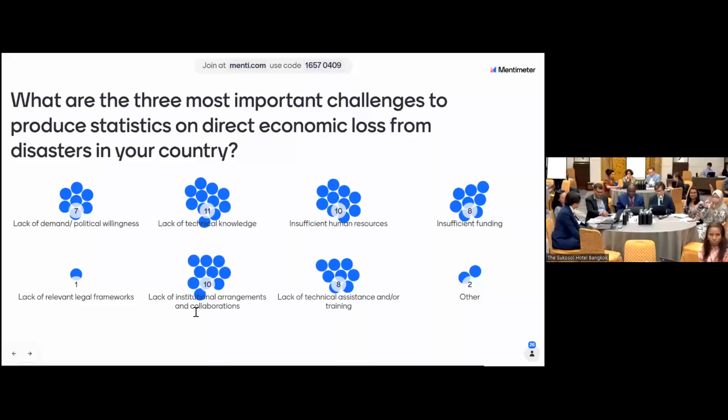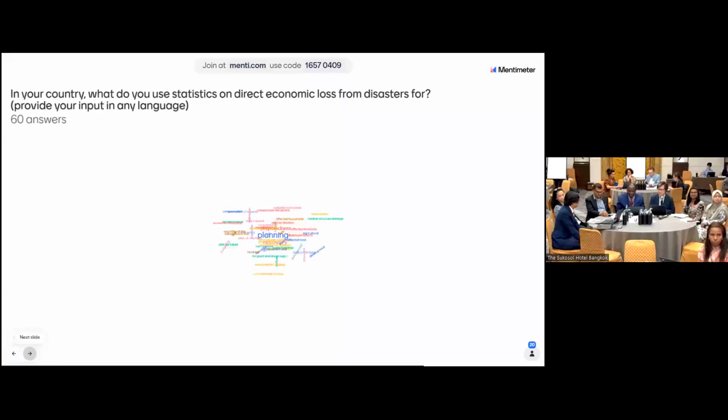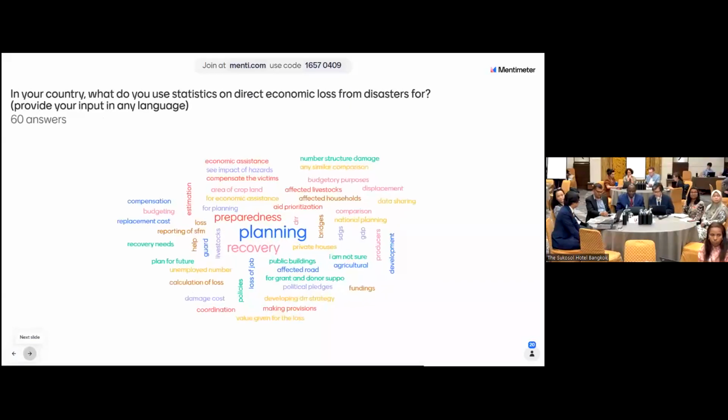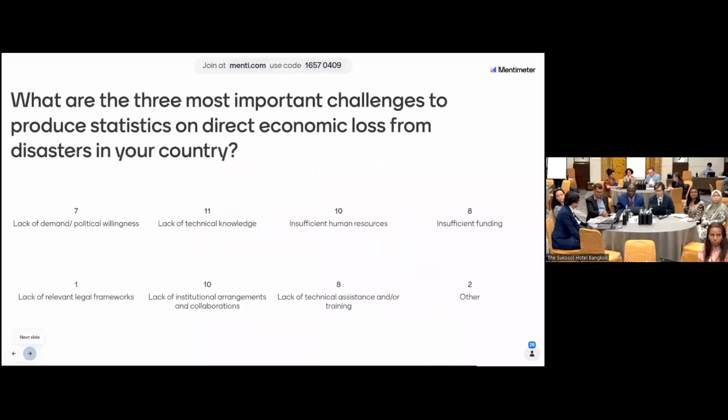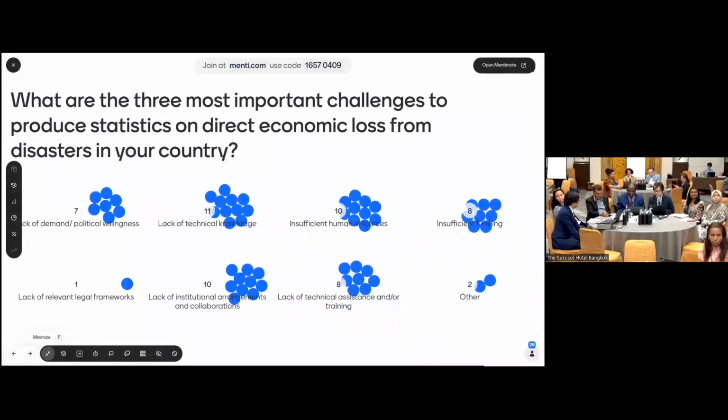Sorry, the previous question was in terms of how you use economic loss information, and the answer is very clear: for planning purposes. We have to keep this in mind, that data users are waiting for this data for planning purposes. The last question: if you could choose the 3 most important challenges in producing this information.